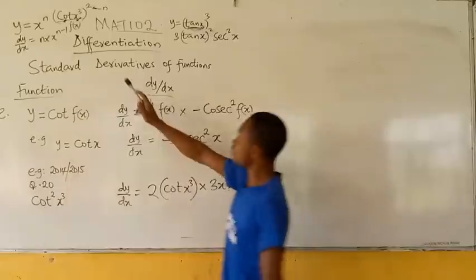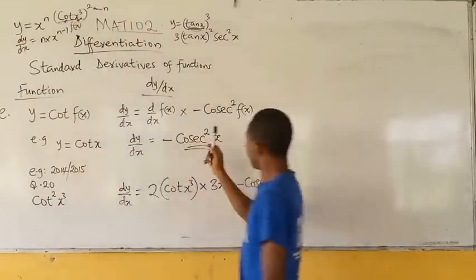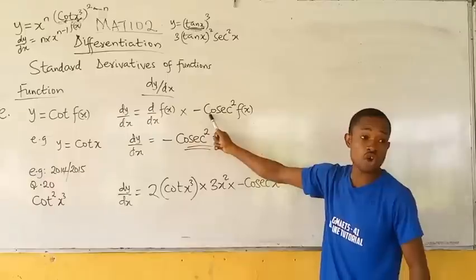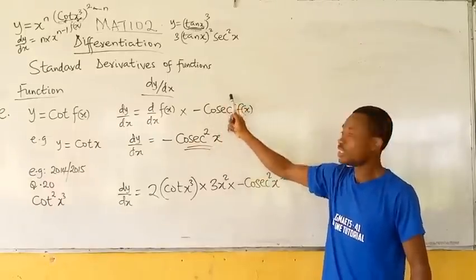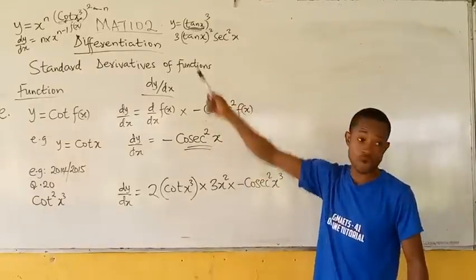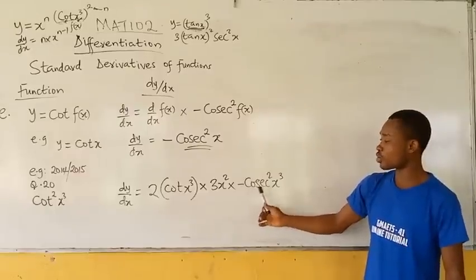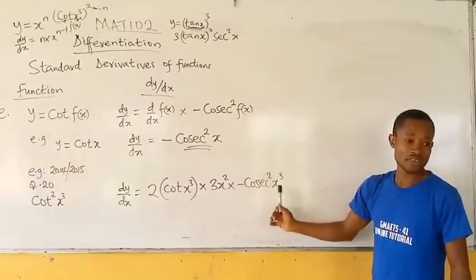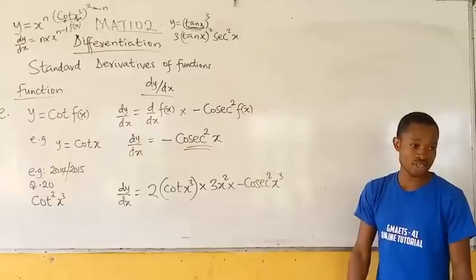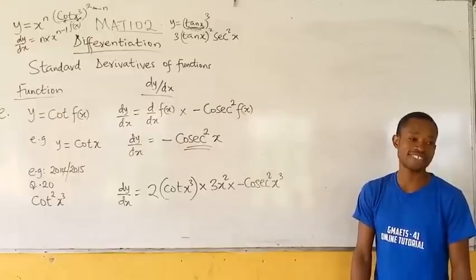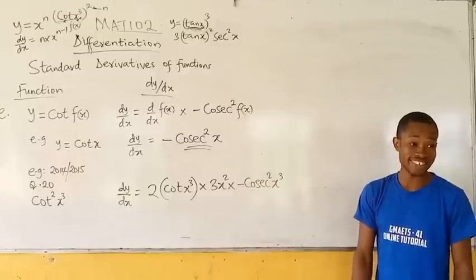If you differentiate these cots, the standard derivative, look at it, minus cosec squared. Then you write in front of it whatever that cot is carrying. Are you getting it? So look at it. When we differentiate the cot, we have minus cosec squared. Then in front of it we wrote x cubed, which it was carrying. You enjoy it? Like it, right?